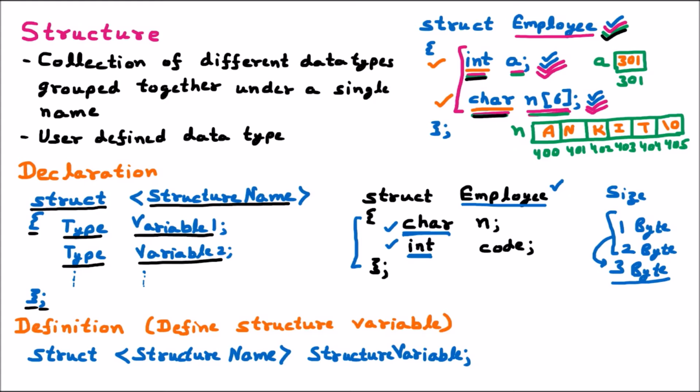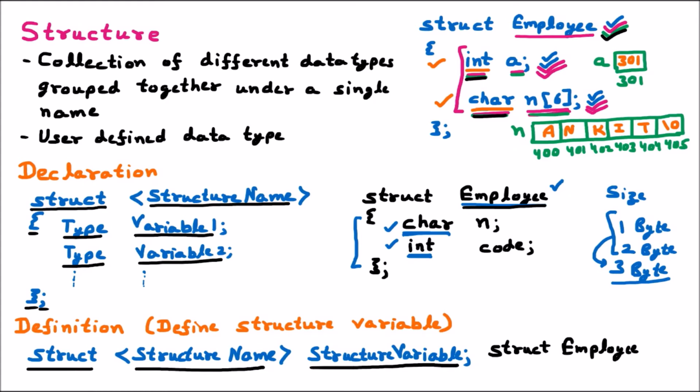Now we are going to take one example. First of all we provide the keyword struct. Then afterward is the structure name. Here we have declared the structure with the name employee, so we provide the name employee. Afterward, we have to provide the structure variable.